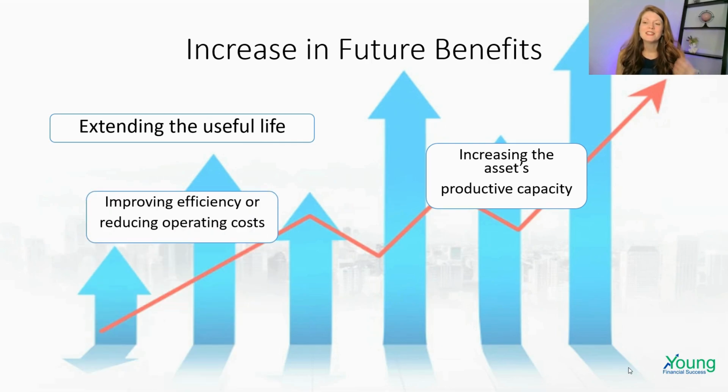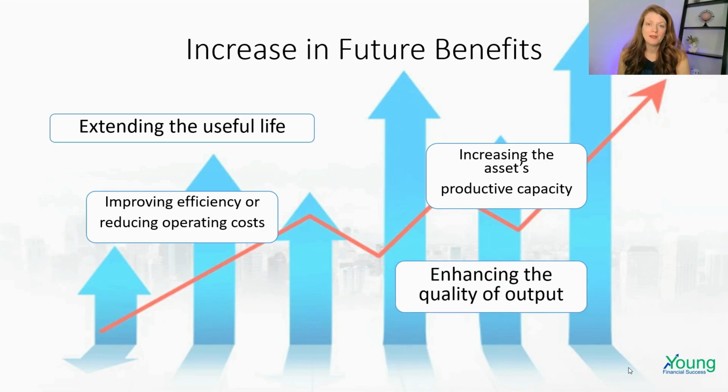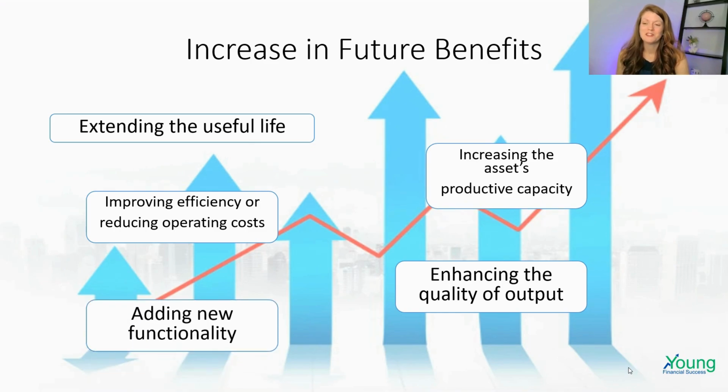Improving the efficiency or reducing operating costs. So, okay, we're helping this machine to run better, we're helping this vehicle to run better, whatever this asset may be. And if we can help it decrease operating costs, that can also be a cause for capitalizing that asset. Enhancing the quality of the output would also count as something that's going to give us more future benefit, and we would capitalize that expenditure.